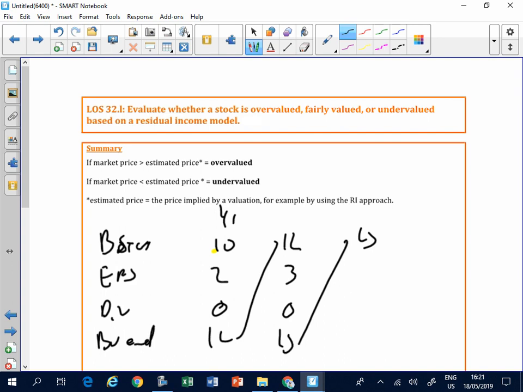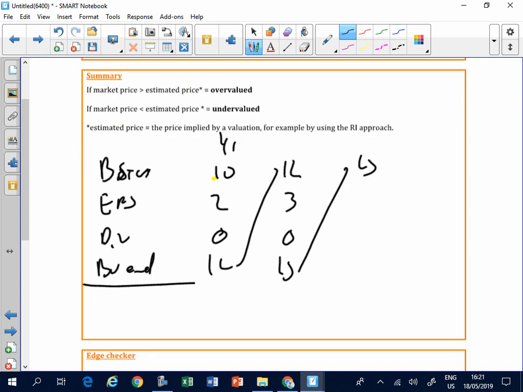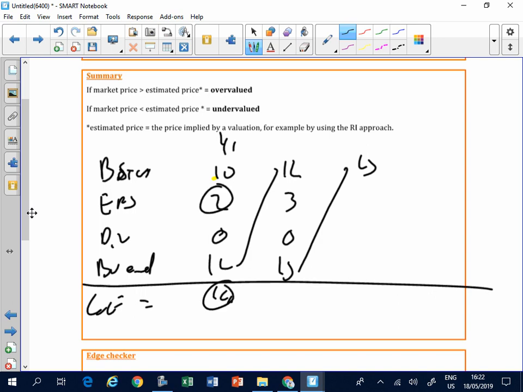Once you've done that, you say, okay, my cost of equity is equal to, whatever, 10%. I take the 10% times the 10, so that's going to be 2. 10% times 12, 1.2.